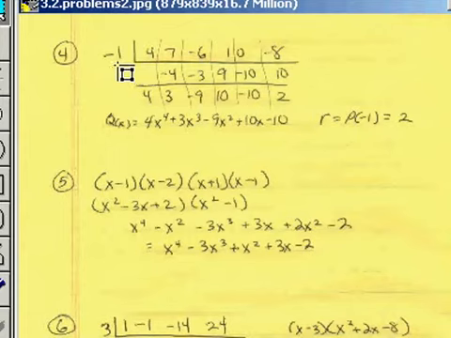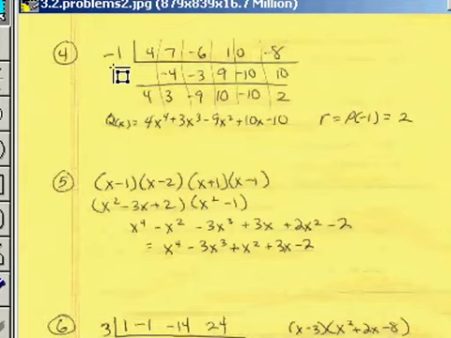Alright, we're going to divide by x plus 1, so we put the opposite, the negative 1 out here, is the way synthetic division works. That way we can add the columns instead of subtracting. So we drop the 4, multiply times negative 1 to get negative 4. We add to get 3, multiply times negative 1 to get negative 3. I add to get negative 9.